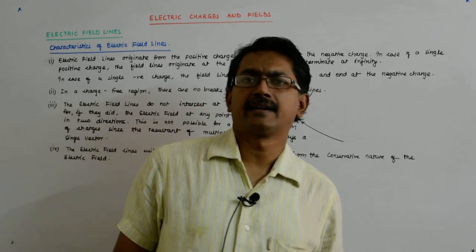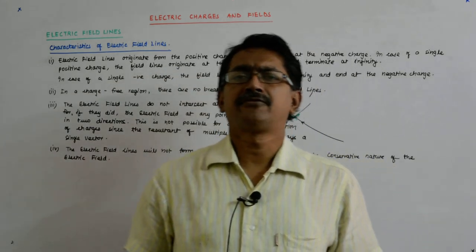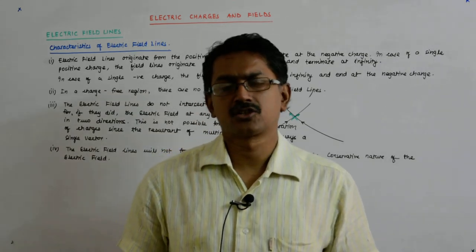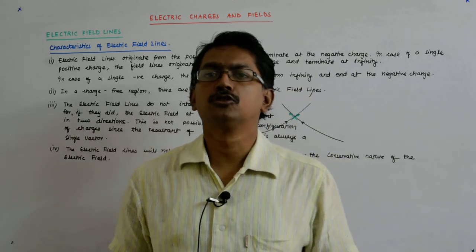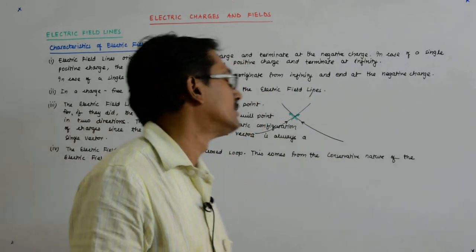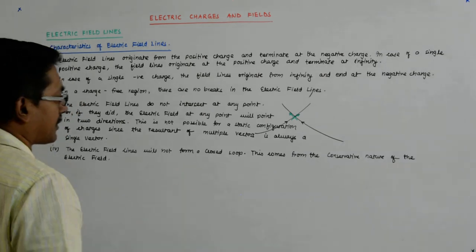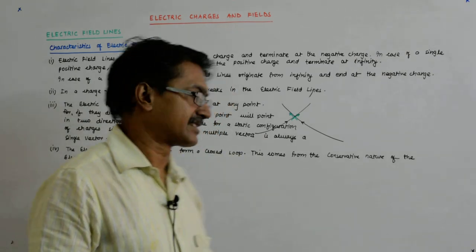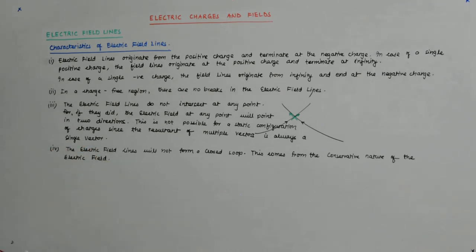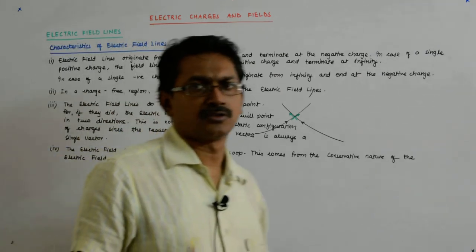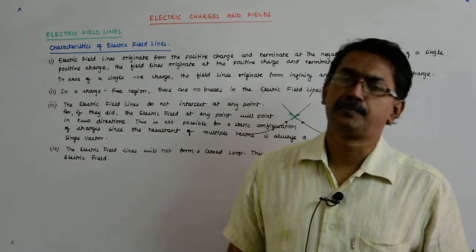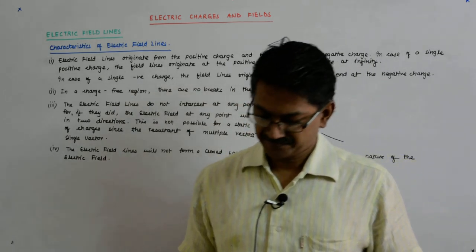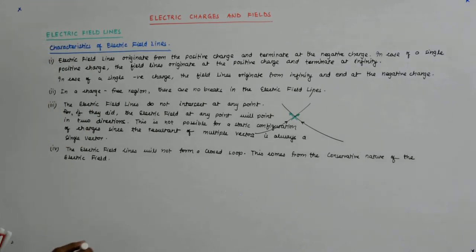We'll understand more about it in the second chapter, but a conservative field is one in which if you move a charge, the work done in a closed loop is zero. This we have done in class 11th, and you'll understand more of it if you go to the conservative field definition in the class 11th mechanics, right? So electric field is also a conservative field, so it is not possible for it to form a closed loop. Let me give you some glimpse of it. Why?